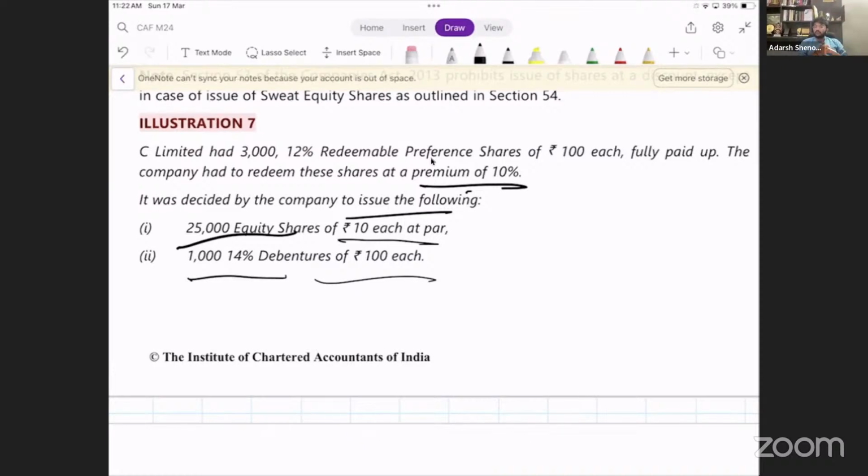So the 3 lakh rupees needs to be replaced. So how can we replace the 3 lakh rupees? Not 3,30,000. Although I am paying 3,30,000, 30,000 towards the premium, but the capital base should be intact as per section 55.